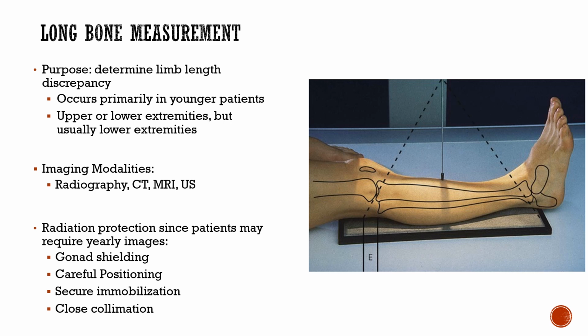Long bone measurement is our last topic, and this is primarily used to determine limb length discrepancies. This occurs primarily in younger patients. It can be upper or lower extremities, but usually is lower. Imaging modalities can be radiography, CT, MR, or ultrasound. Radiation protection is definitely used since the patients can require yearly images, so gonadal shielding, careful positioning, secure immobilization, and close collimation are important.